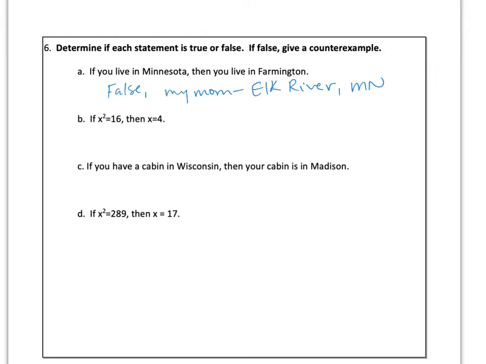How about part B? This one's a tricky one. If x squared equals 16, then x equals 4. True or false? I probably fooled you on this one. It is false. And the reason is x could be negative 4. If you square negative 4, you also get positive 16. So negative 4 is a counterexample. I'm going to leave the last two up to you to finish, and then go to the next slide.